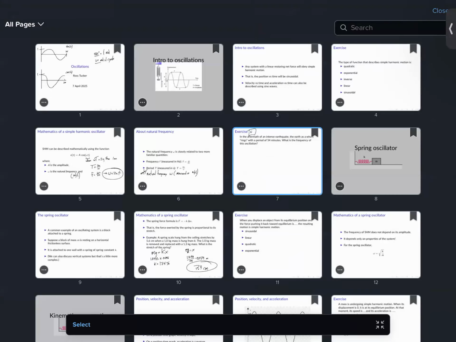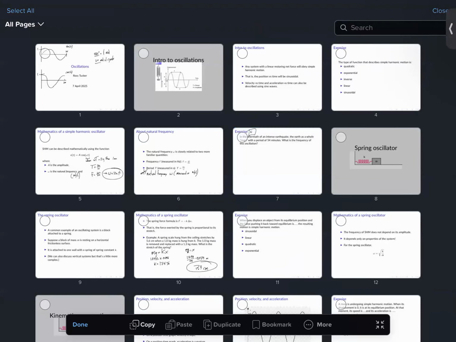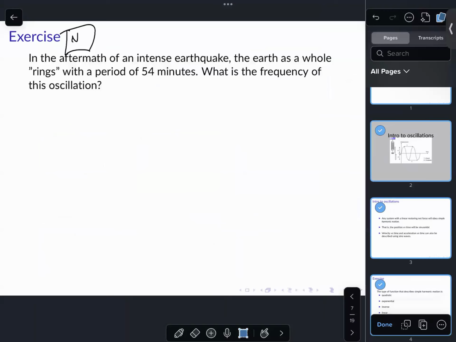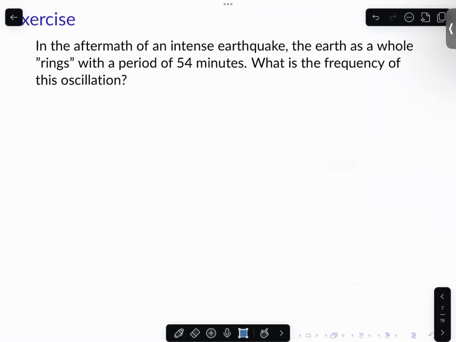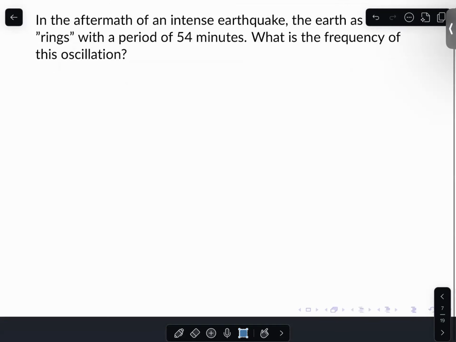Select all, clear pages, done. Okay, let's try this again. Hey, would you remind me to come back to this at the end of the lecture? I wanted to practice with this, but not having just seen it.